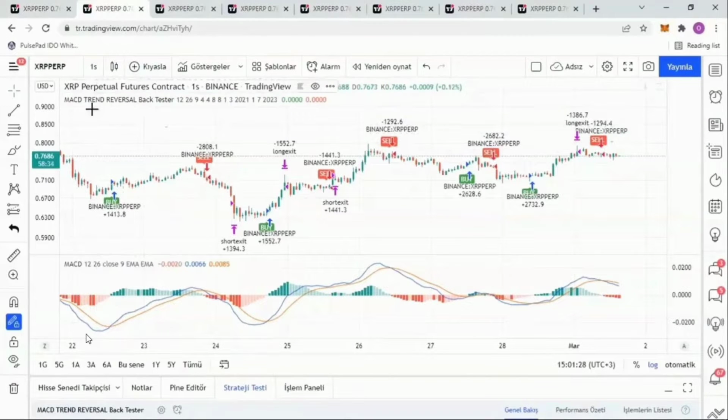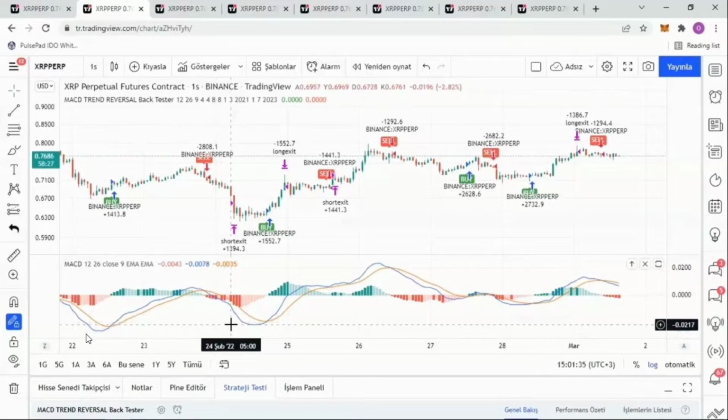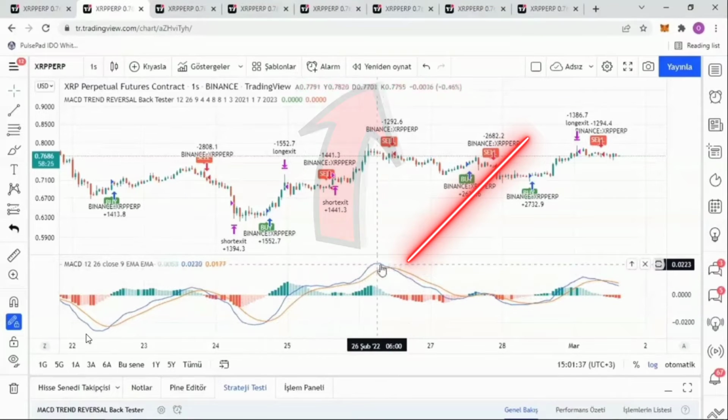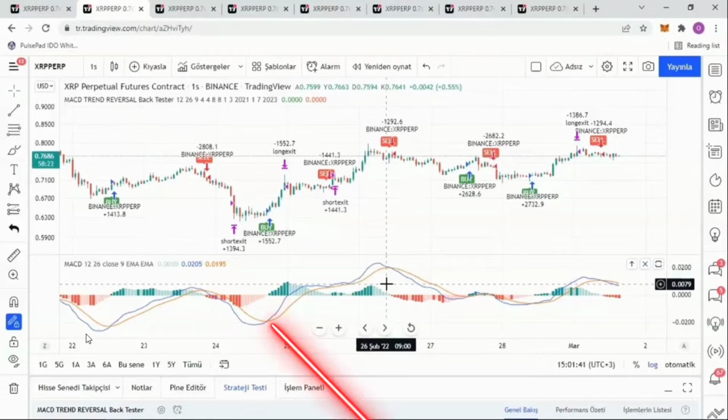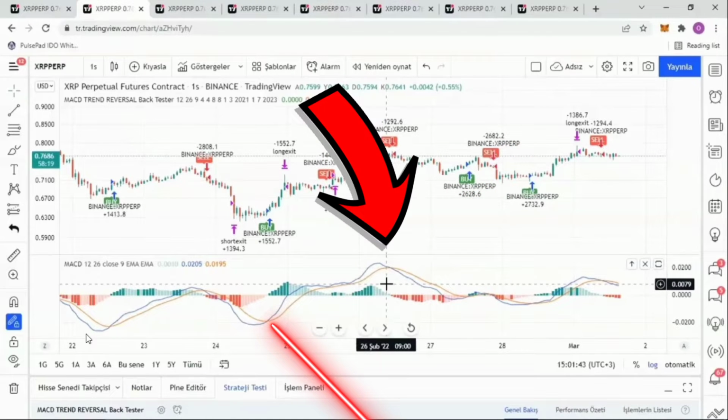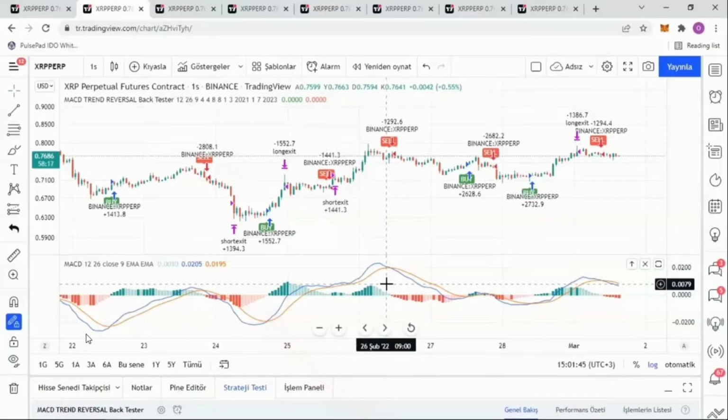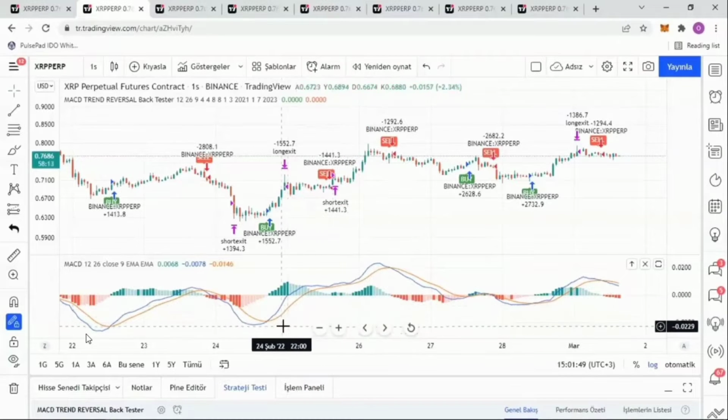Let's start testing the second MACD strategy, which we call MACD trend reversal. If you remember, we mentioned that if blue and orange lines are above the zero line, then we can assume that there is an uptrend, and if these lines are below the zero line, then we can assume that there is a downtrend. If we are targeting to catch the trend reversals, then we will check the zero line as well.